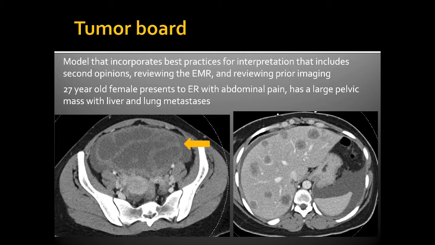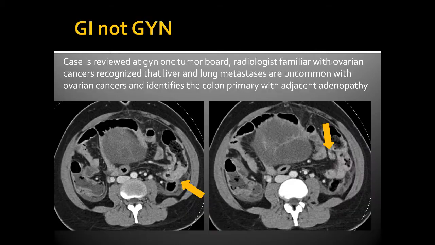Tumor board is a model that already incorporates best practices for interpretation that includes second opinions, reviewing the EMR, and reviewing prior imaging. The CT example here is a 27-year-old female who presents to the ER with abdominal pain and has a large pelvic mass with liver and lung lesions. The interpreting radiologist determines that this likely represents primary ovarian cancer with liver and lung mets.